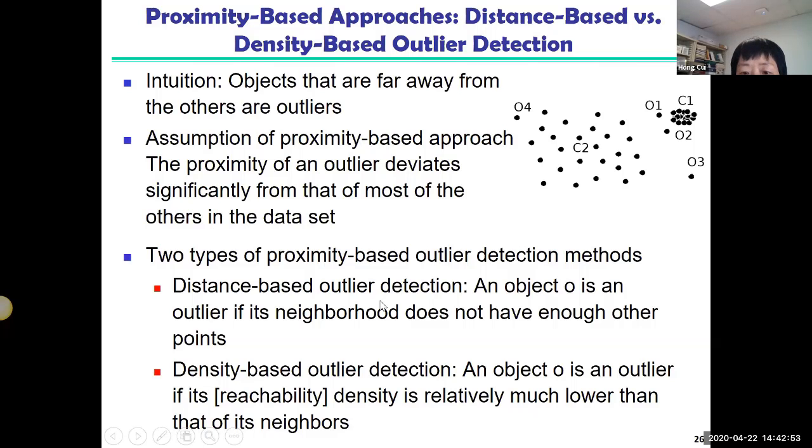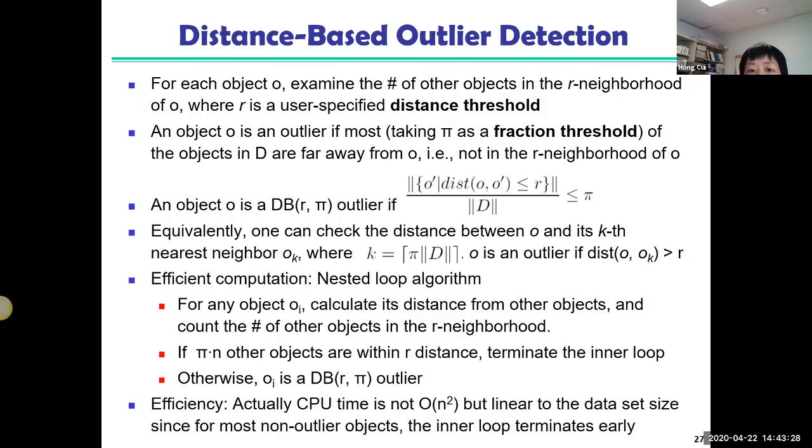There's the distance-based outlier detection method. So basically, this group of methods looks at the distance. Object O is an outlier if its neighbors do not have enough other points within a given distance. A density-based outlier is an outlier if its reachability distance is relatively much lower than its neighbors. So the area this outlier resides in is going to have much less dense neighbors. So we're going to look at distance-based outlier detection first.